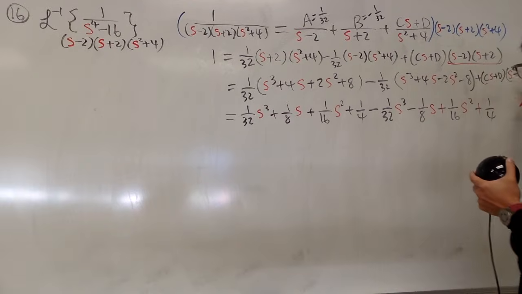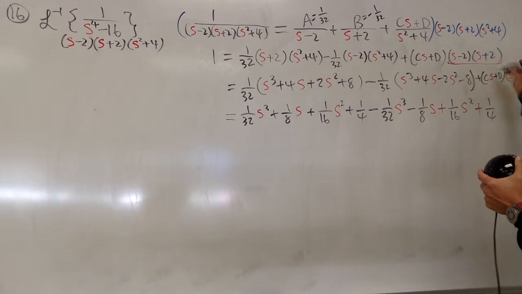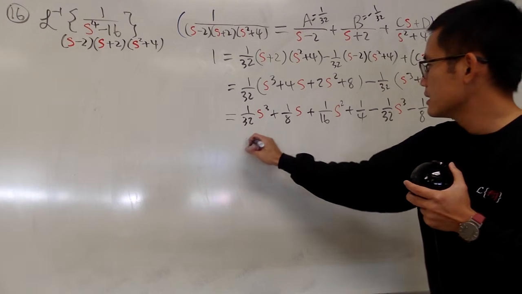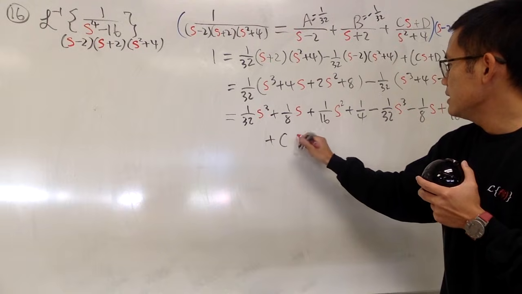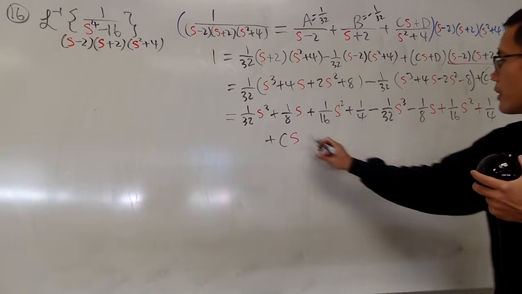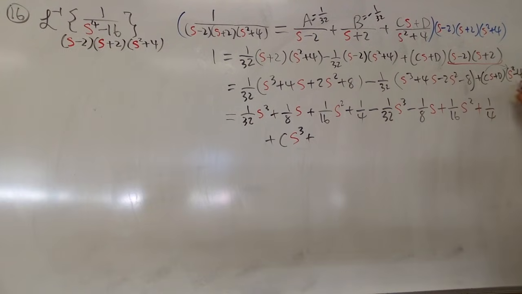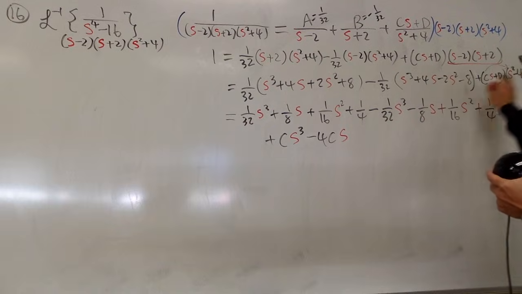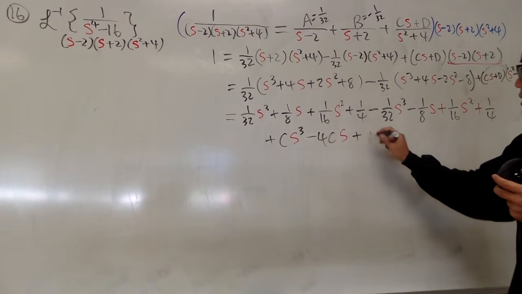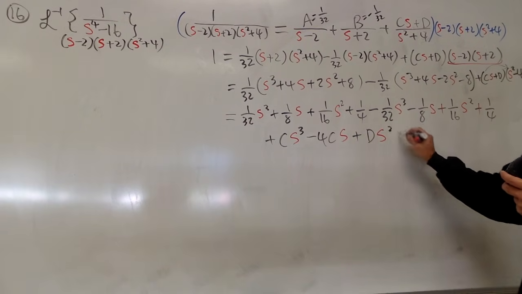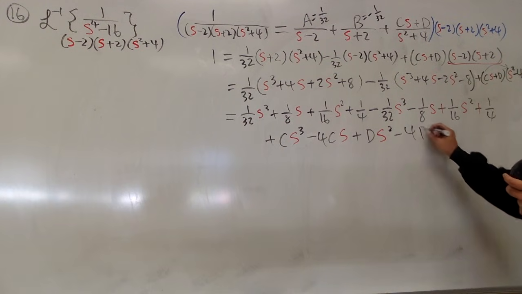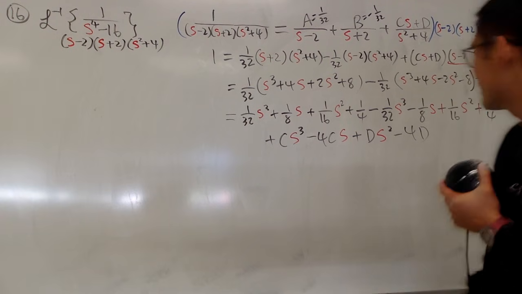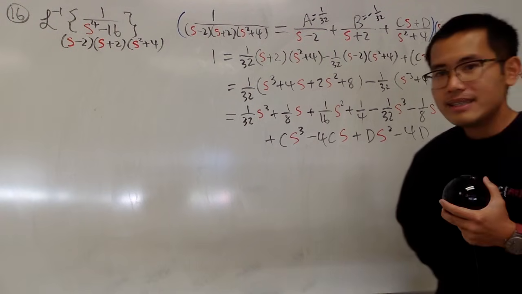Lastly though, I have to multiply this out. So this times this, I just go ahead and do that. So we still have the plus cs third power plus cs times negative 4 is negative 4cs, and then plus ds squared, and then lastly we have the minus 4d. Oh my god. All right, I just need to figure out what c and d are.